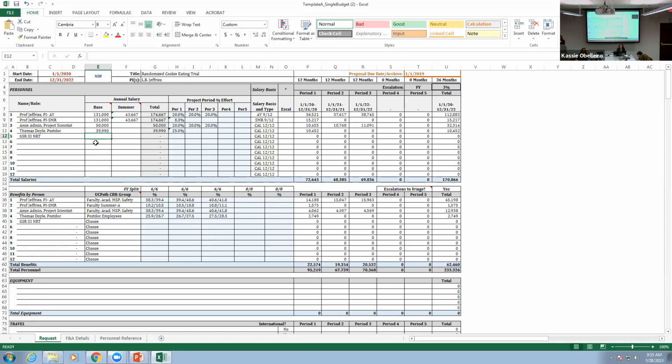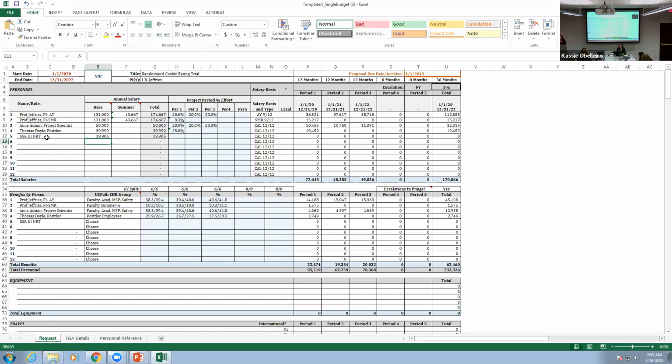And current annual salary is $39,906, right? So I'm going to put that in here. Now for GSRs, they're really paid 12/12. I know people talk about academic year versus summer, but we're going to take care of that in effort. We're not going to split that between base and annual salary because they really aren't paid that way.